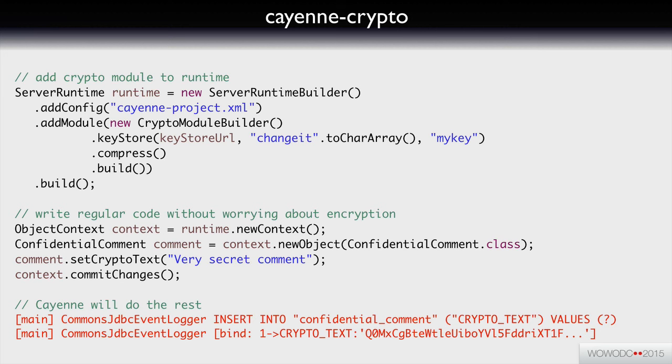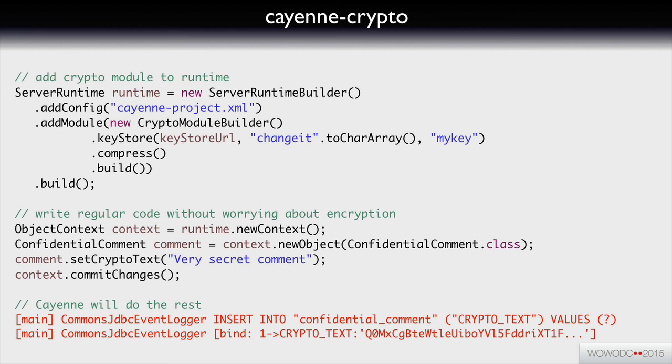So here's an example. The first part of it is our server runtime builder, and we have an add module call which adds a crypto module. The crypto module is its own builder, its own chain of methods that allow us to customize how encryption works. You can provide a key store URL, password to key store, whatever. So you can create a key store, you can enable compression, you can change a few other things that are maybe less relevant. And you add it to Cayenne, you start Cayenne with it, and then you write normal code.